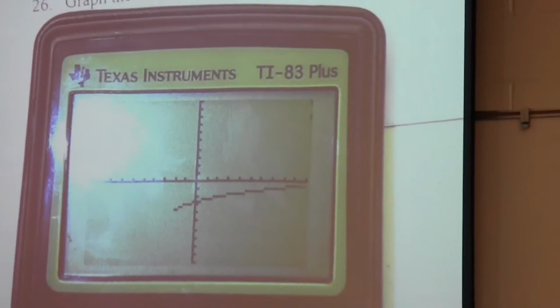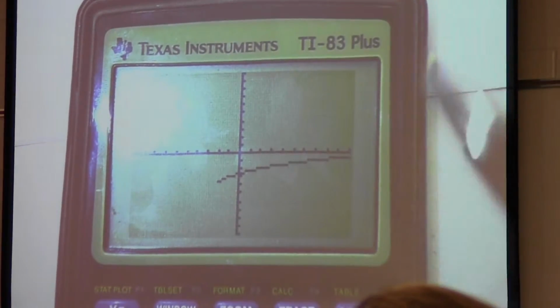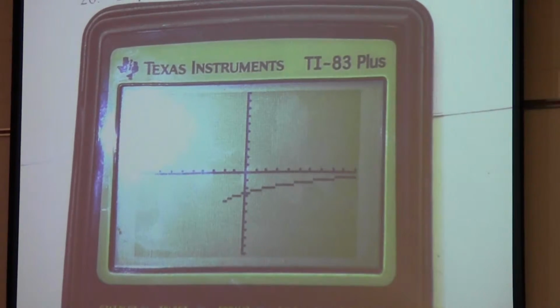And if we have a normal window, we can see that our picture is of the square root function, which remember, original function for the square root function.